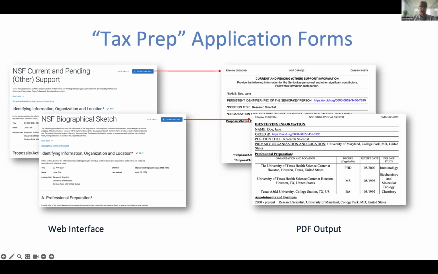TurboTax and these other tax preparation applications will let you come back year after year and you have your old forms there, and you can update them and use that information to fill out the new forms. And SciENcv, same concept. We store all of your biographical sketches. You can have as many as you want. We understand that there are investigators that might have several different grant opportunities that they're going after, and they want to have a biosketch that highlights their particular expertise.